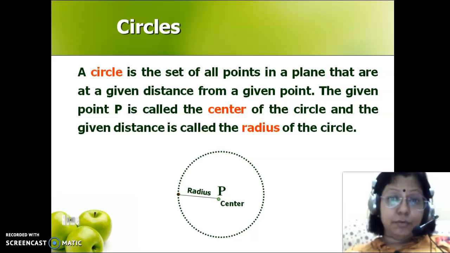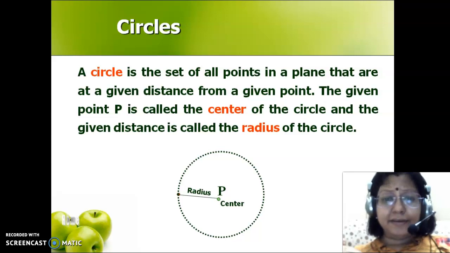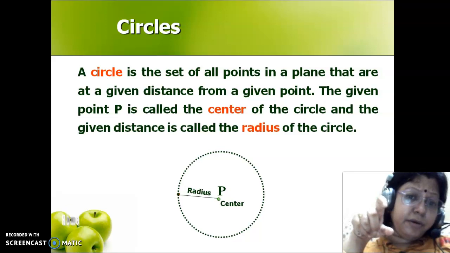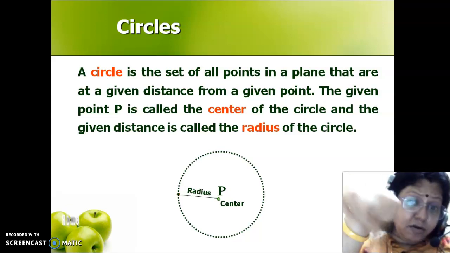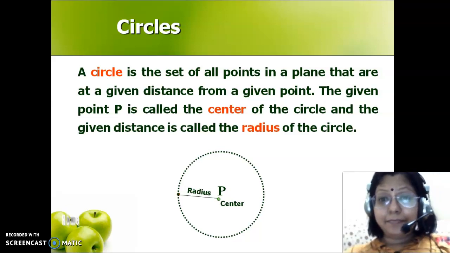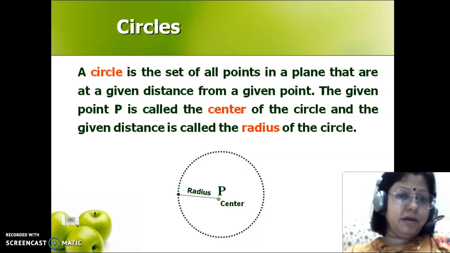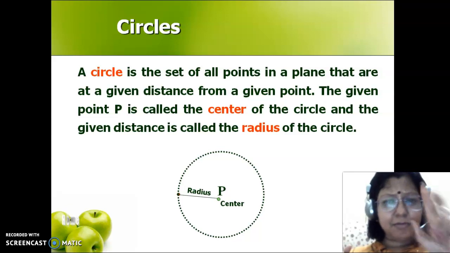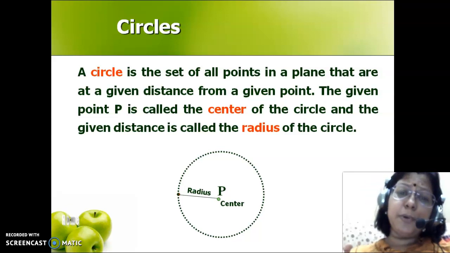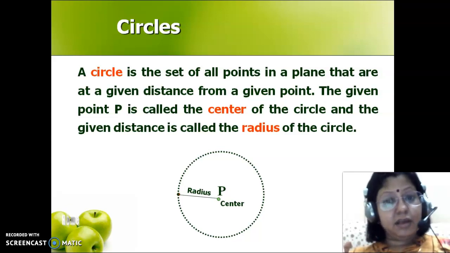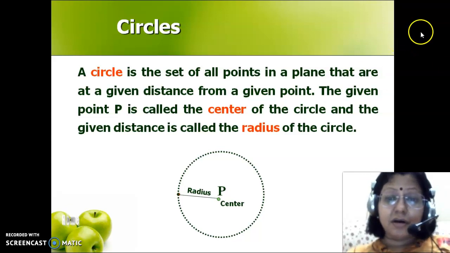So when you are taking a set of all points and the given point P, the center, is equidistant from all points on the plane, then the circle is formed and the given distance is called the radius. The fixed distance from the center of a circle to the points on the circle is called the radius of the circle and the fixed point is called the center of the circle.